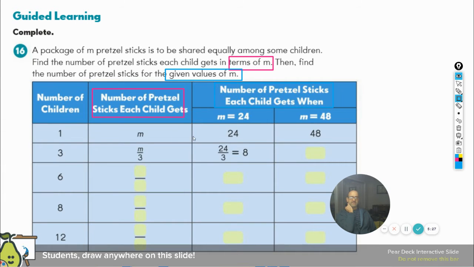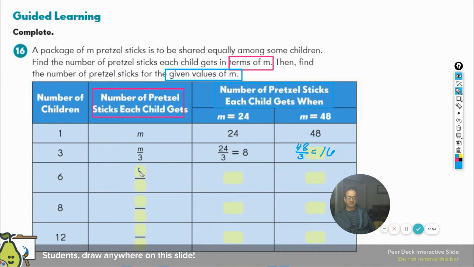If there's 3 kids, each kid gets m, the number of pretzels, divided by 3. If m equals 24, then each kid gets 24 divided by 3, or 8 pretzels. If m equals 48, then each kid gets 48 divided by 3. Is that right? Yeah, that's right. Which equals 16 pretzels.